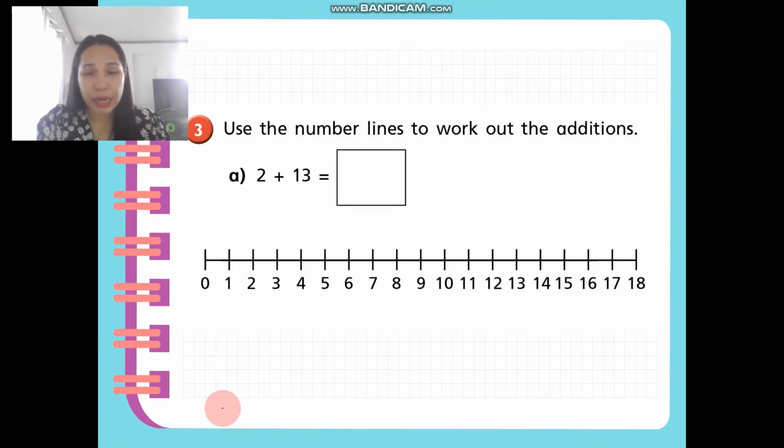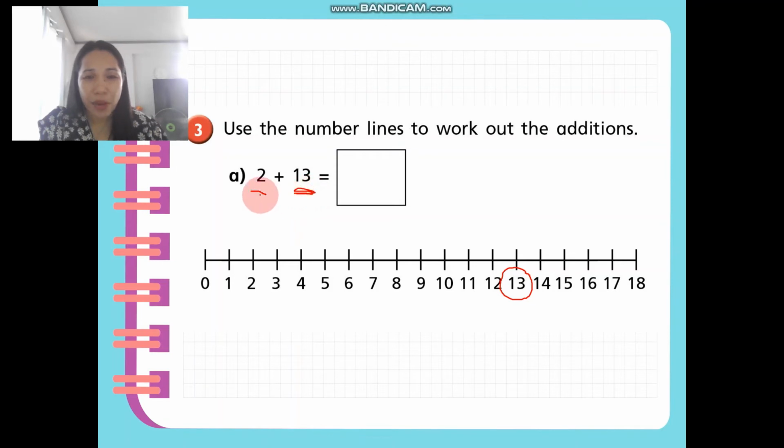We're going to use the number line to work out the addition. So that's 2 plus 13. I'm going to look at the bigger number this time because I want to just jump a little bit. 2 and 13. Which do you think is bigger? Is it 2 or 13? Well, of course, number 13 is bigger. So I'm going to circle number 13.